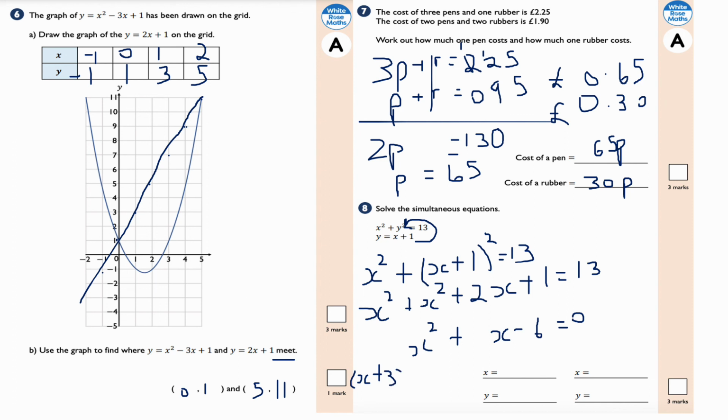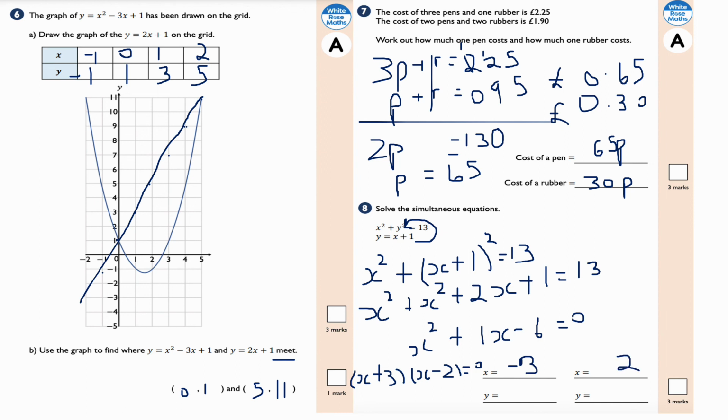So factorizing quadratics: two numbers that add to give me positive 1 and multiply to give me negative 6. So look at the factors of 6. It's a positive and a negative because a positive times a negative is a negative, and 3 take away 2 is positive 1. Solving this equation, I get x is negative 3 and x is equal to 2.